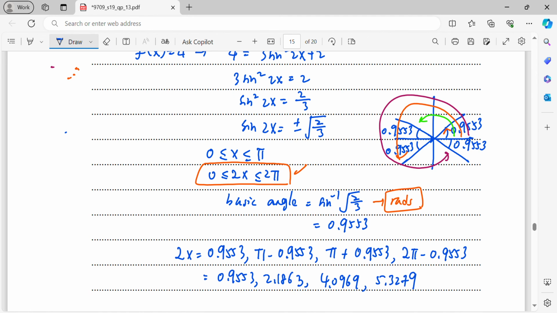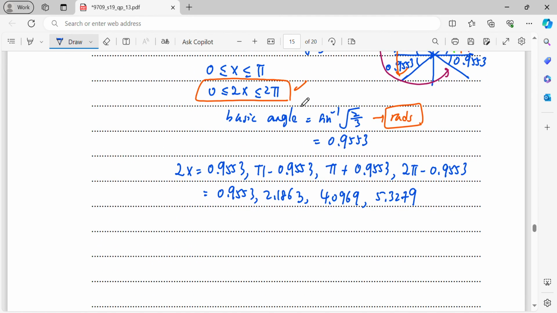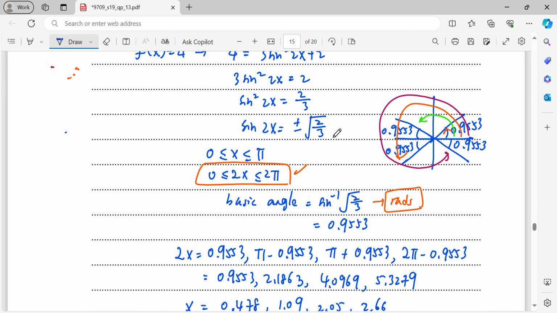And now to get the x, just divide all of this by 2. So you will get 0.478. I round to 3 significant figures: 1.09, 2.05, and 2.66. All these are in radians. So that's all for the working of this question.